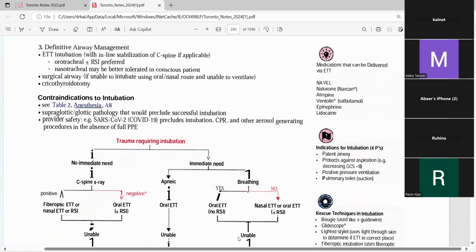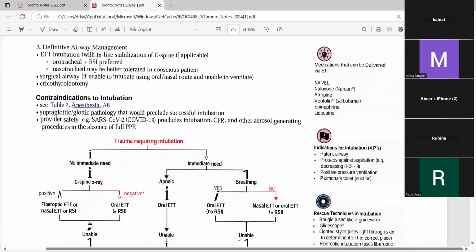Then medications that can be delivered via ETT. Basically, these are the questions they like to ask in MCQs as well. So naloxone, atropine, Ventolin, epinephrine, and lidocaine. So Ventolin is important. I recently had a patient where we had to give this.